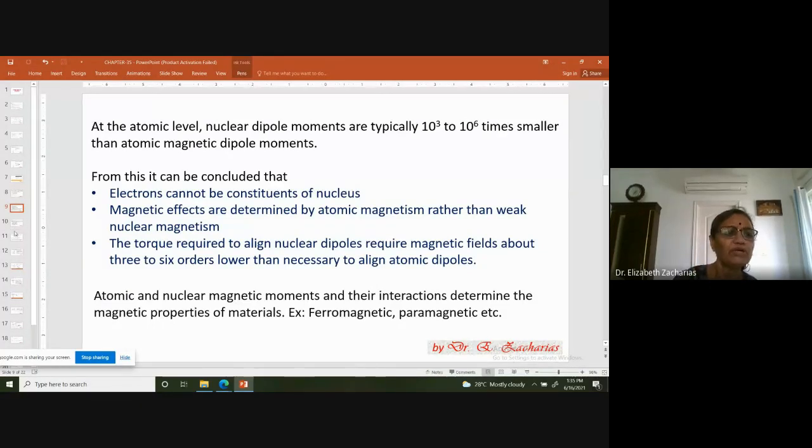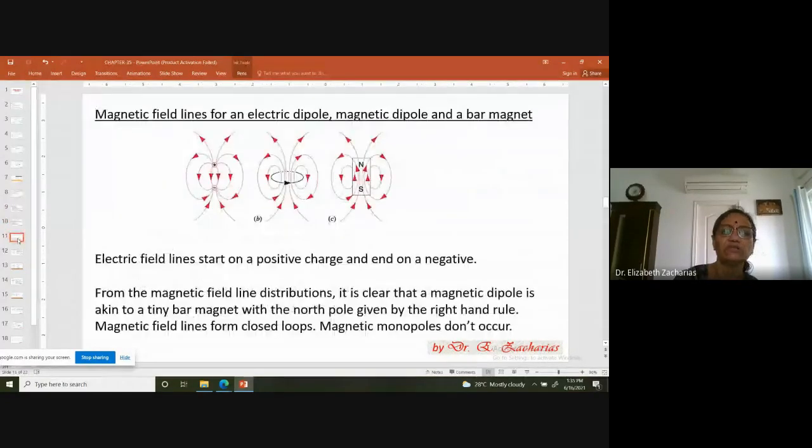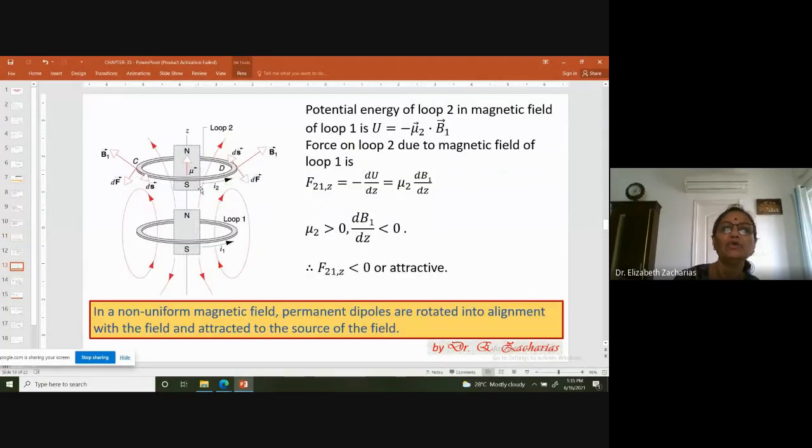Then after that, we wanted to describe ferromagnetism and paramagnetism using this concept. So we went straight to a non-uniform magnetic field. Loop 1 was the source of the magnetic field. Obviously, near loop 1 there is a higher magnetic field. Away from loop 1, the magnetic field is less.